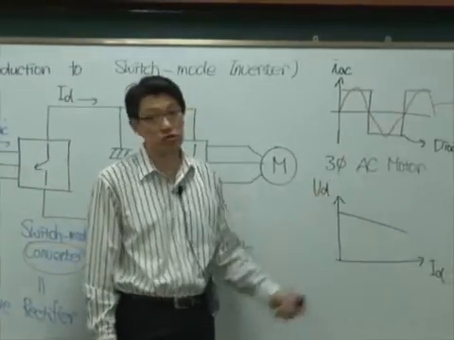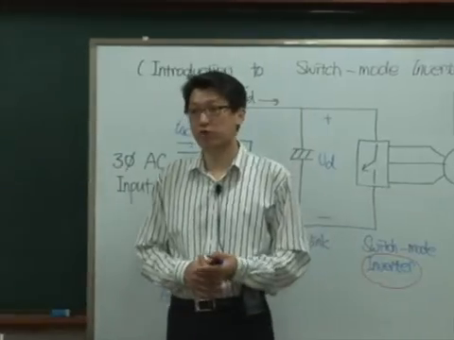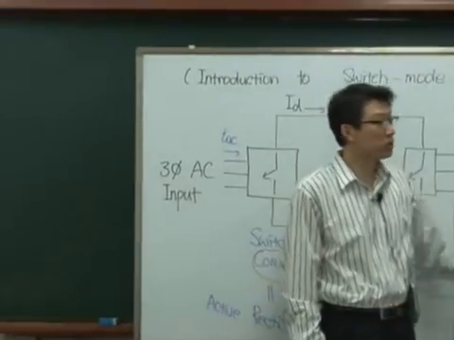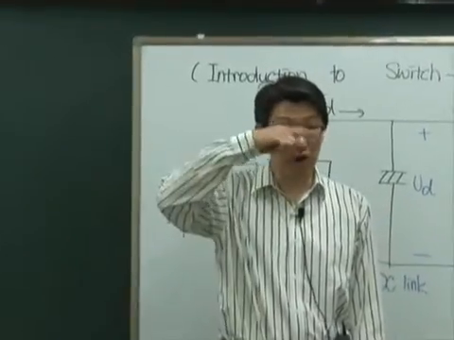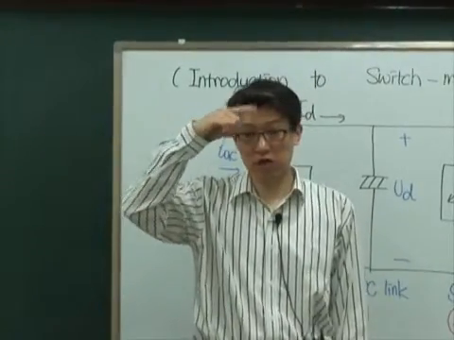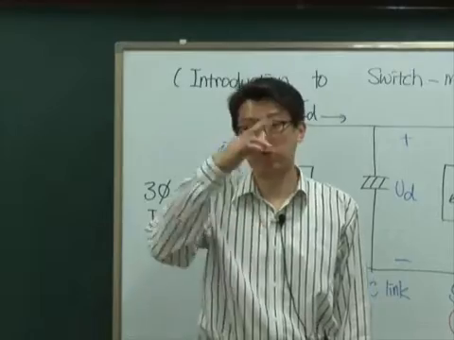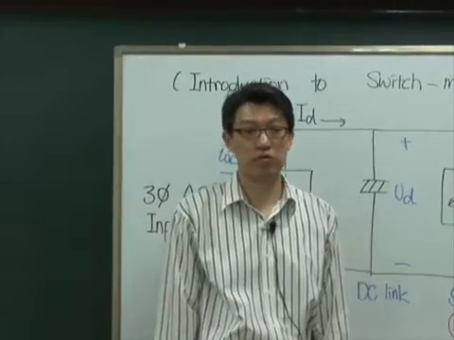So this black one is the AC side current of the diode rectifier, and the red one is the AC side current of the switch mode converter. Why does it have some ripples? Because of high frequency switching.